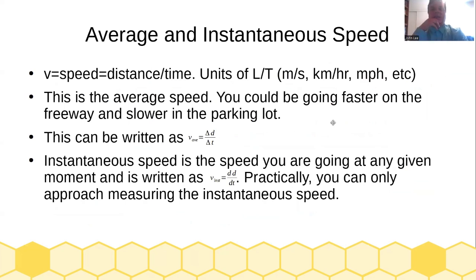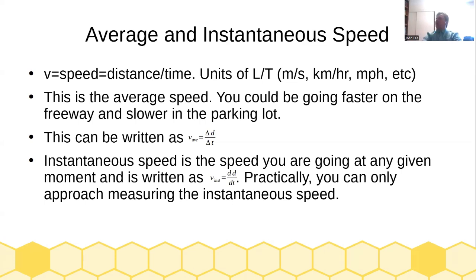So what then is the rate of change of distance over time? v is the variable we use for speed, which is defined as distance divided by time. It has units of length divided by time, so it can be measured in meters per second, kilometers per hour, or miles per hour. But this distance traveled over time is just the average speed.